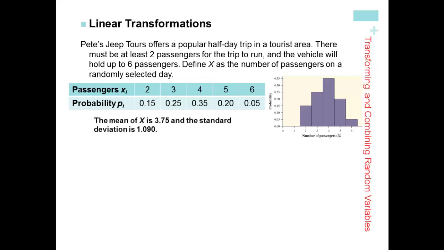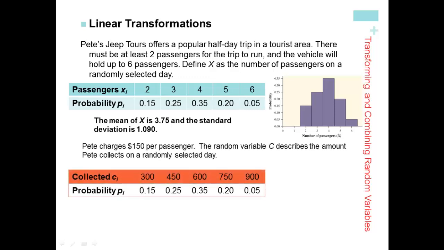If I were to calculate the mean, it ends up being 3.75. Remember, the formula for mean is taking each individual observation times its probability and adding those all together. And the standard deviation ends up being 1.09. The formula for that is taking each individual outcome minus mu sub x, or the mean that we calculated, squaring it, multiplying it by the probability, and then adding those all together. Again, this means on average you would be off from 3.75 by 1.09 passengers on a randomly selected day.